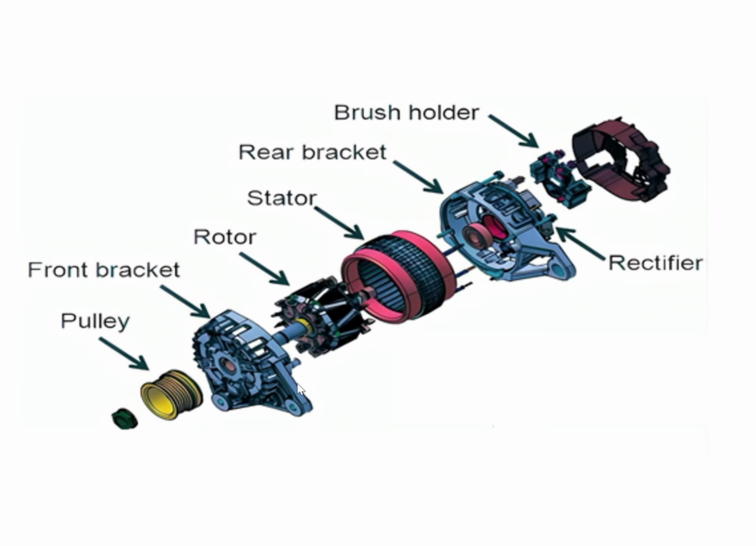We can see the disassembled part of the alternator here. Pulley, which is connected to the front end bracket, and this is the shaft, this is the rotor windings, this is the stator side, inside which the rotor is placed with the minimum air gap of 1 mm to 2 mm. Usually this stator and rotor will not get physically contacted. Then this is the front bracket, this is the rear bracket, and brush holders.